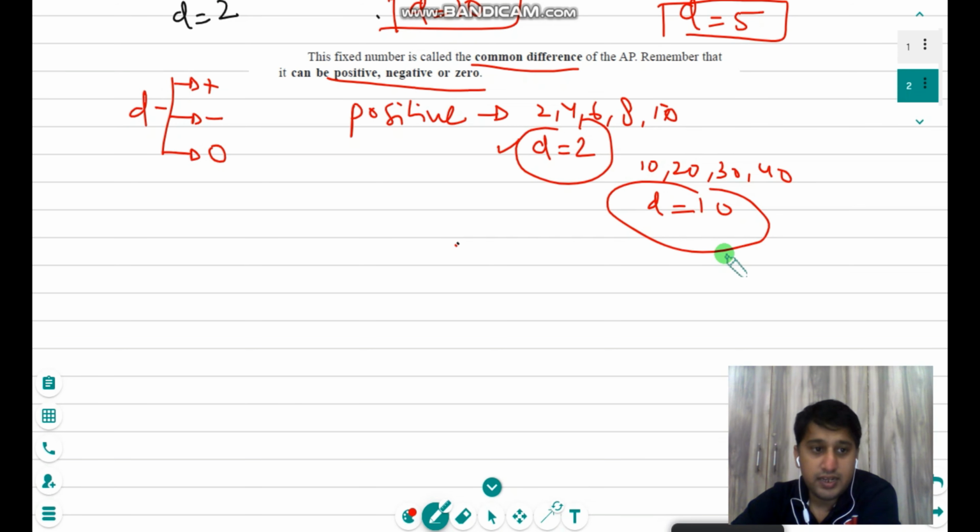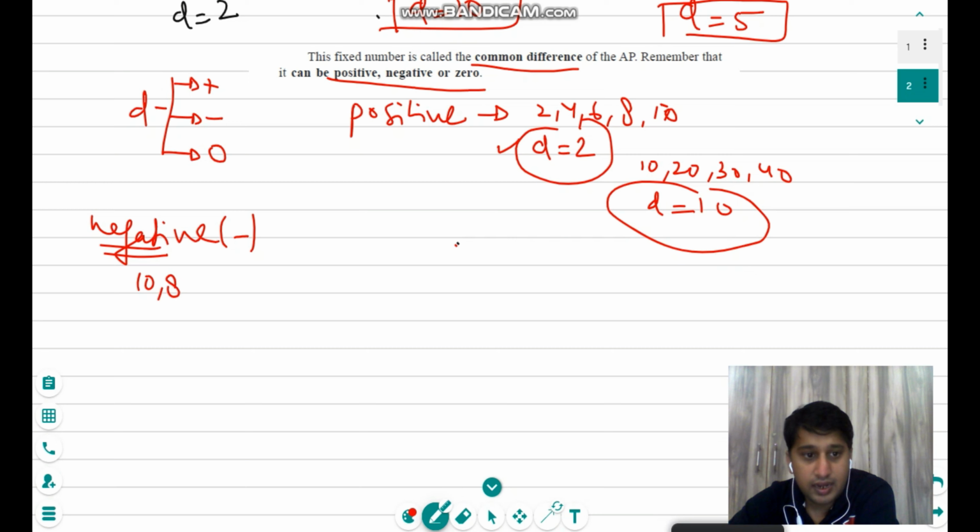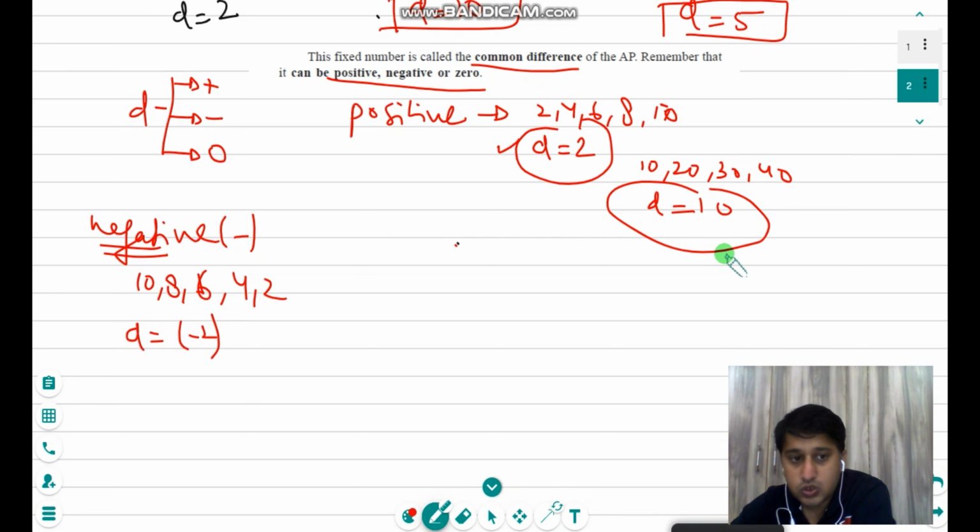Now let's see when D is negative. Let's take an example of an AP. If we reverse this AP, 2, 4, 6, 8, 10, where the first term becomes 10, we get 10, 8, 6, 4, 2. Now here D is minus 2. How is D minus 2? Because we are adding minus 2 to each term to get the next term.